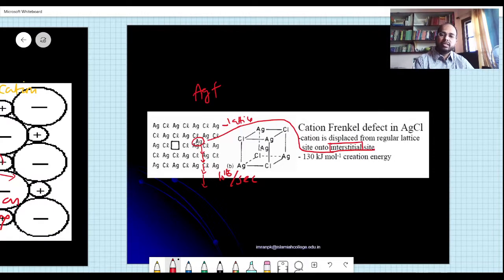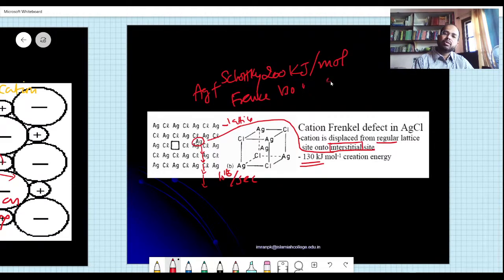So you can see this is a simple cubic. The cation is displaced from the regular site onto the interstitial site, and the energy is about 130 kilojoules per mole. Then compare this with the 200 kilojoules per mole for the Schottky defect. That means Schottky defect creation is very difficult, whereas the Frenkel defect creation is comparatively easy, because the Schottky was 200 kilojoules per mole. These are the numbers you need to remember. Whereas the Frenkel defect gives you 130 kilojoules per mole.